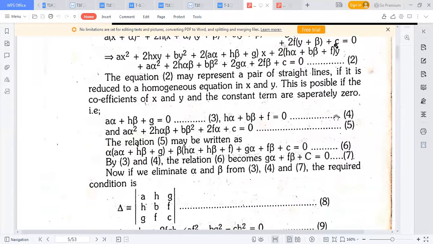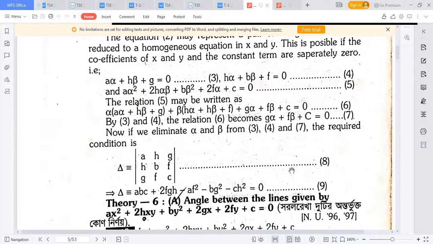So these are equations 3, 4, and 5. From relation 5 we can write this one also. Since a alpha plus h beta plus g equals 0, and h alpha plus b beta plus f also equals 0, using this one we get g alpha plus f beta plus c. That means this becomes 7. Now if we eliminate alpha and beta from 3, 4, 7, then we get this determinant. So this is why, if the general equation of second degree represents a pair of straight lines, then this determinant will be zero. Remember it.